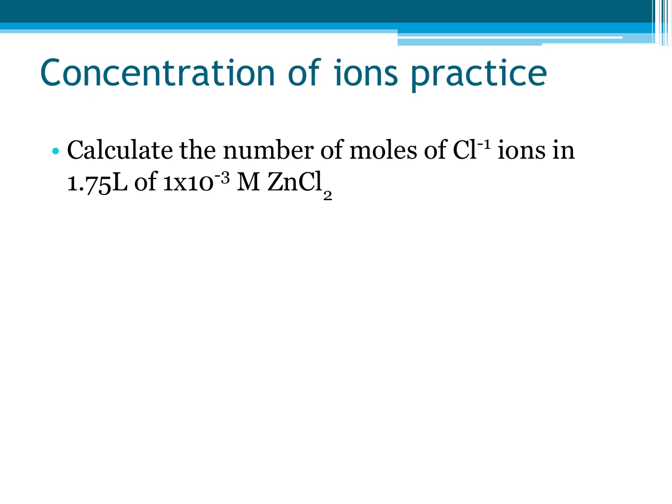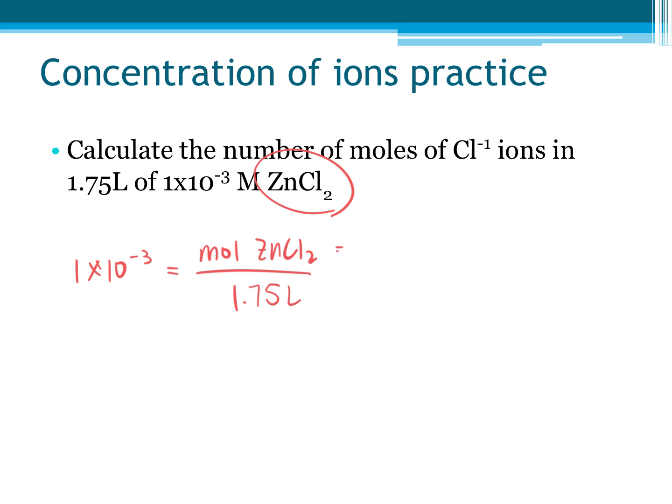The first thing I could do is find moles of my total compound. So let's do that. I would take the concentration, 1.75 times 10 to the negative 3, equals moles of ZnCl2 over liters. I'm going to find out how many moles of my total compound are present. And I get 0.00175 moles of ZnCl2.